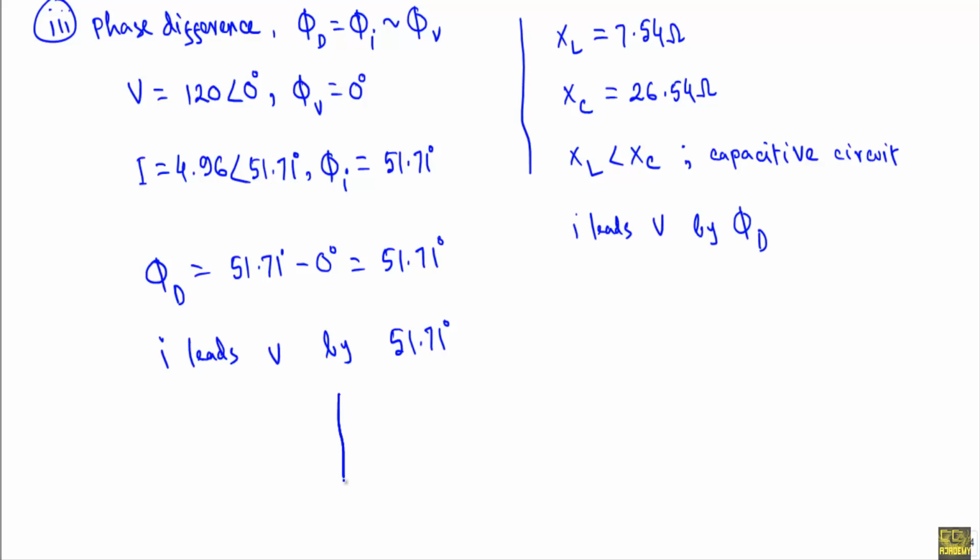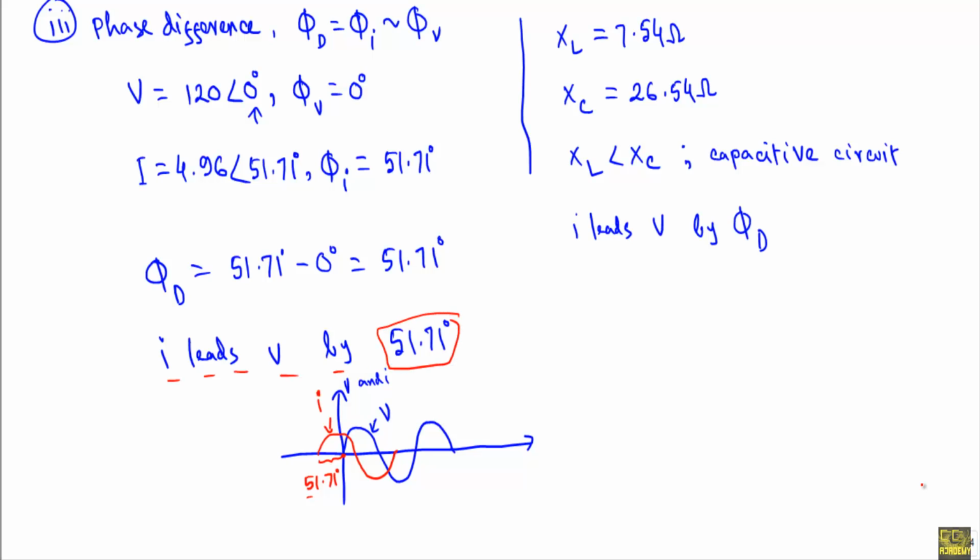If I want to draw sinusoidal voltage and sinusoidal current on the same scale, see, V will start from 0 degree. Let's say on the y-axis I am taking V, and I will get a sinusoidal voltage like this. Our current I will start, let's say, 51.71 degree ahead from the origin of the voltage. Let's say that will start from here. Therefore you will see the current I will be 51.71 degree ahead of the voltage, or I leads V by an angle of 51.71 degree.